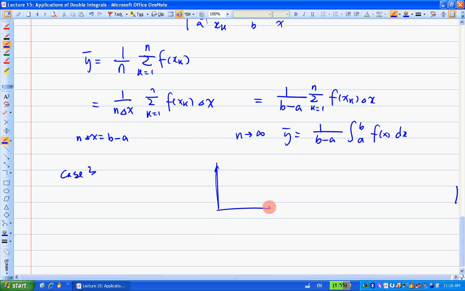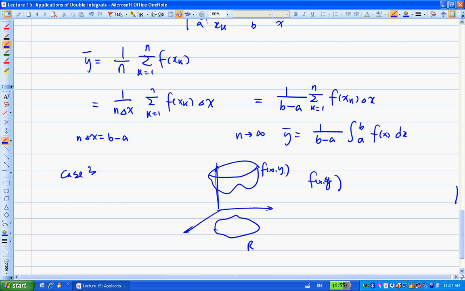And I'll draw the number 3 here as the case of this. Here's the region R, and we have a function f(x,y). Maybe the function is something like this. It's sitting on top of this region R. So now my question here is, what is the average value of this f over this region R?